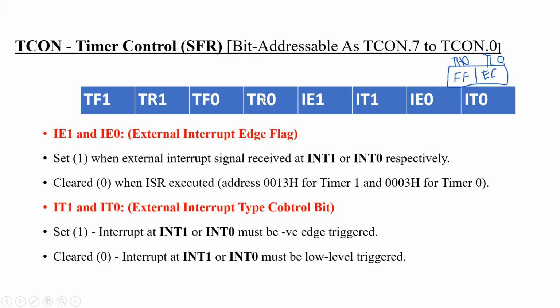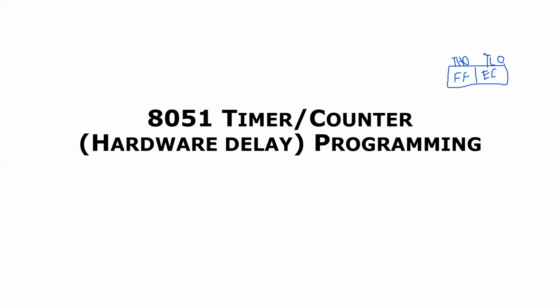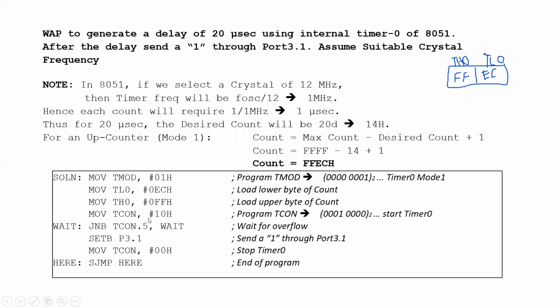So to run timer 0, the value will be 0001 for the lower bits, and the interrupt bits are all set to 0. So the value will be 1, 0 in hex, that is 10H, which should be loaded to the TCON register, the timer control register. So MOV TCON will start timer 0. And when timer 0 starts, we are waiting for the overflow flag to be set.